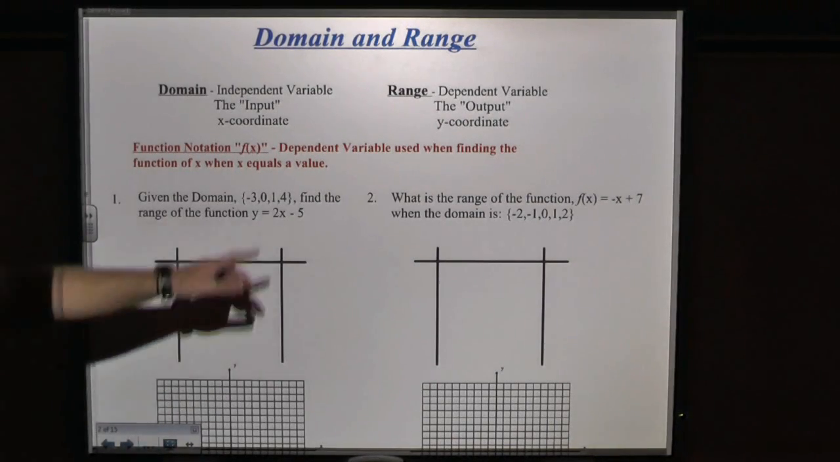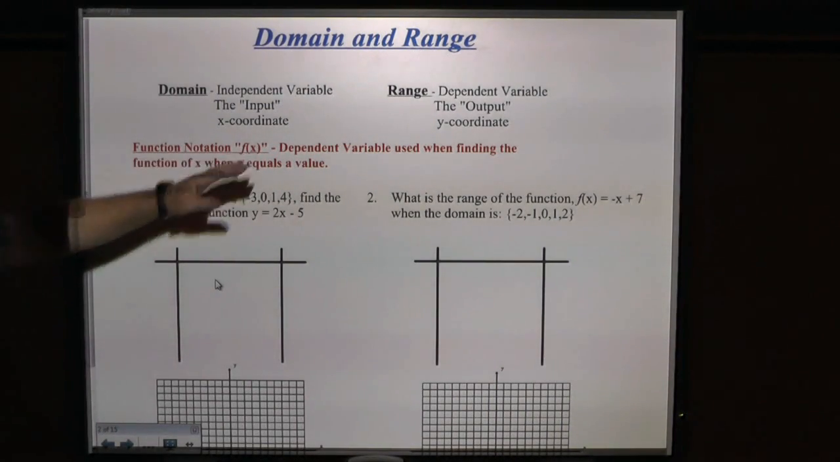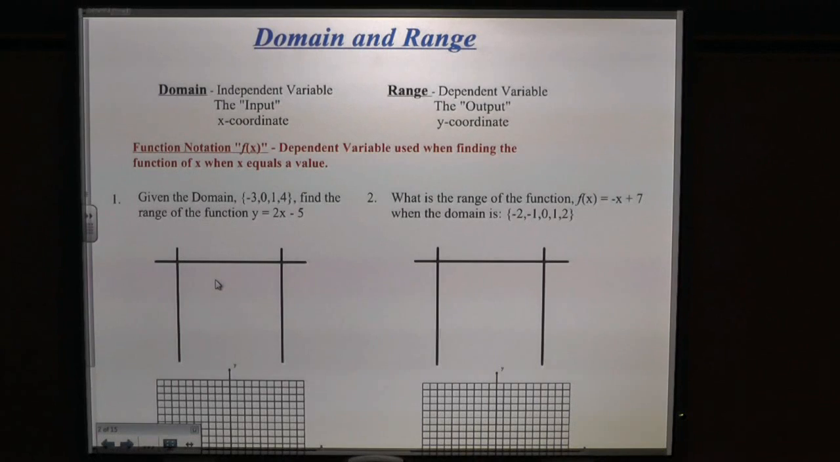The range is the dependent variable, the answer you're trying to get, the output. It's also the y-coordinate when we look at graphing. One of the things you're going to see is this notation, f of x. It's called function notation. It's the dependent variable used when finding the function of x when x equals a value.